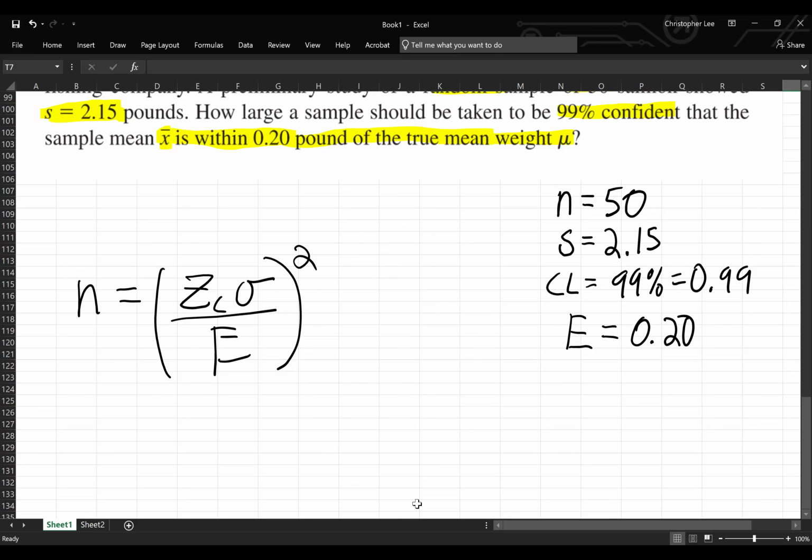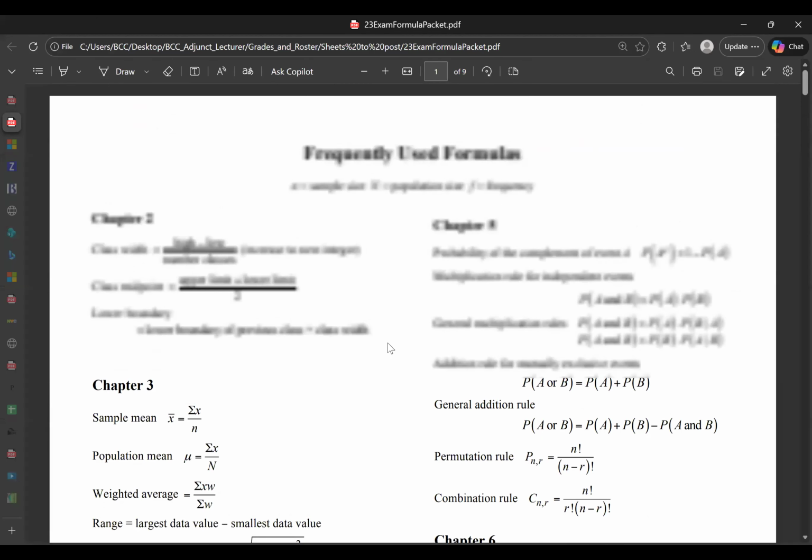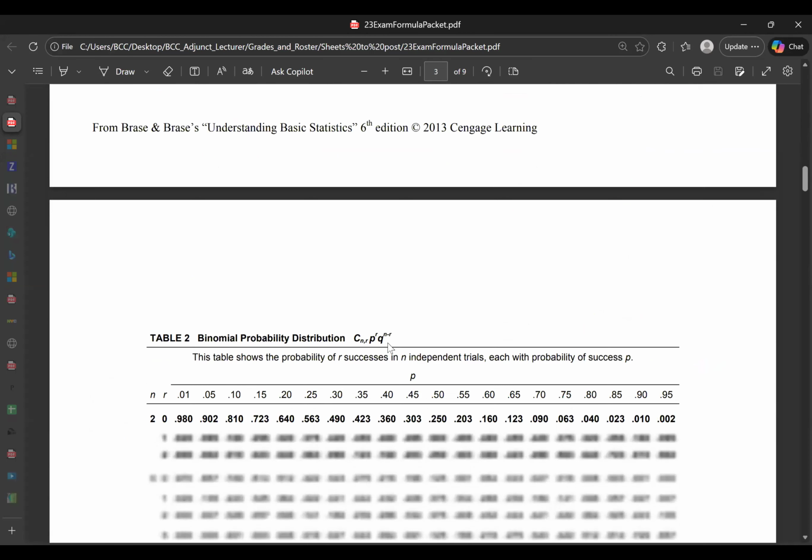All right. So all I got to do is just plug this in. I just have one problem. I need my Z critical, right? More specifically, I'm looking for Z 0.99. Yeah. So let's look up the 0.99. Let's use a table. So I just go to my formula sheet, right? And I want to turn to where the normal distribution is.